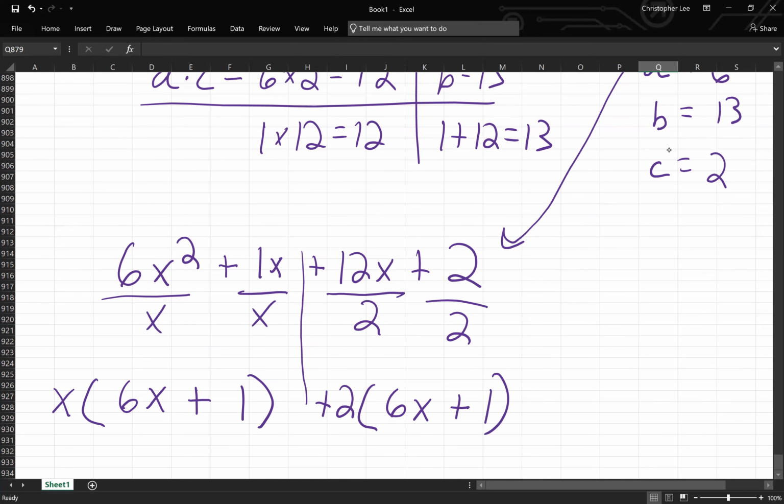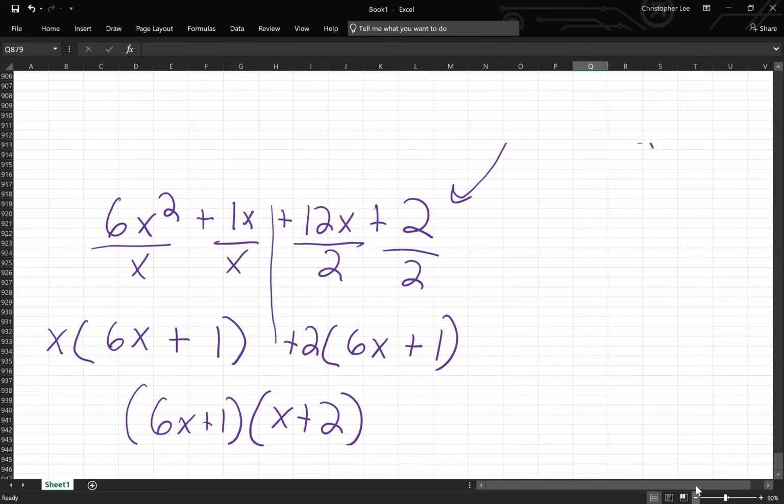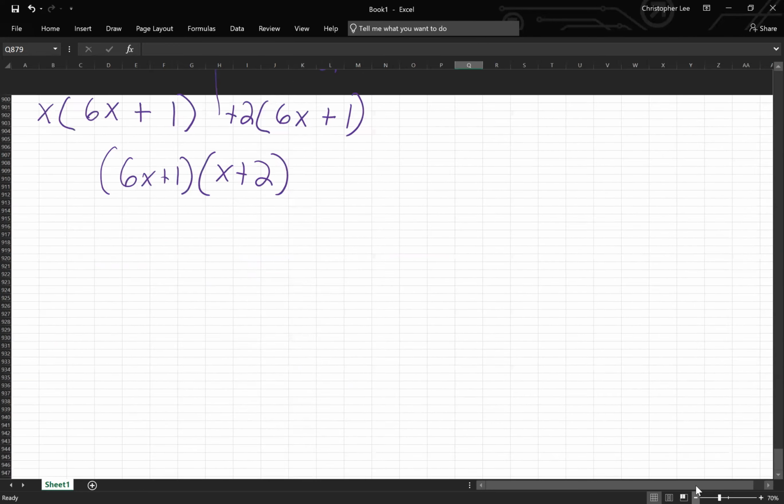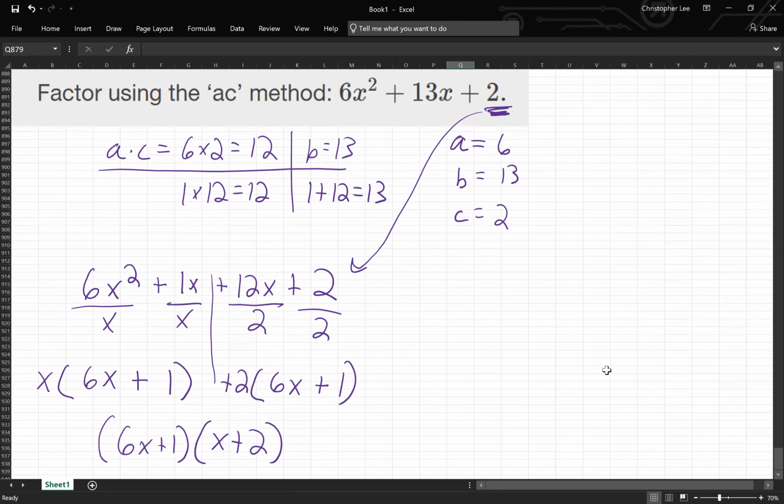1, good. After that, greatest common factor again. So I have the 6x plus 1. And what am I left with? x plus 2. Questions on this? Sure, sure. AC method. Awesome.